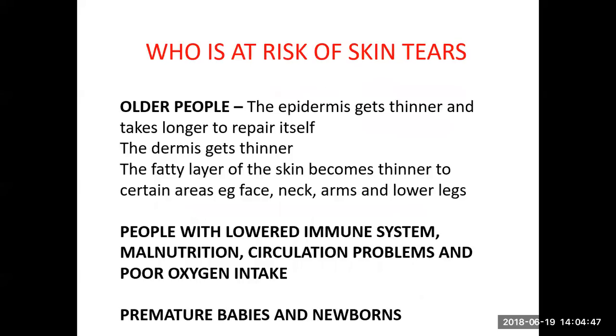Who's at risk of skin tears? Well, the people in your care homes, basically, in residential homes, people in their own homes, older people in general. As you get older, the epidermis gets thinner and it takes longer to repair itself. The dermis gets thinner, and the fatty layer of the skin becomes thinner in certain areas such as your face, your neck, your arms, and your lower legs. People with a lowered immune system, malnutrition, circulation problems, and poor oxygen intake are also at risk, and premature babies and newborns.